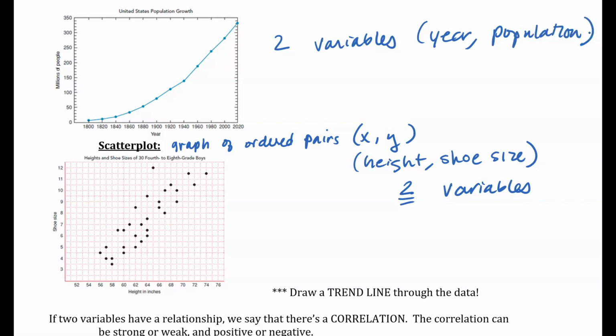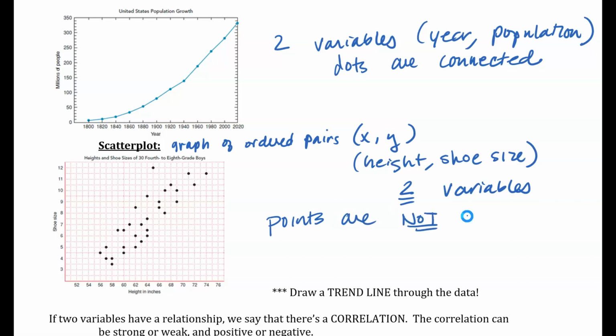In this first one, points are connected. And in this second one, the ordered pairs or the points are not connected. And that's the real difference between a scatter plot and a line graph. I could graph each of these points up here and just not connect the lines, and I'd still call it a scatter plot.